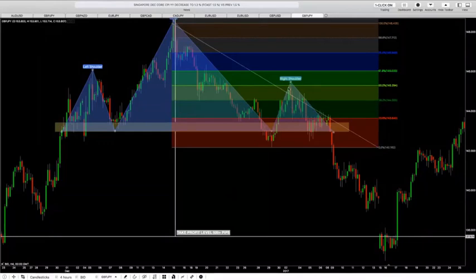Now, if you miss the entry at the 50, the market always gives you clues. The market came back down to the 20, pushed back up to the 38.2, and gave you a second entry in the market. The market will always give you clues. You just have to spot the clues in the market. You have to spot and train your eyes in the market.